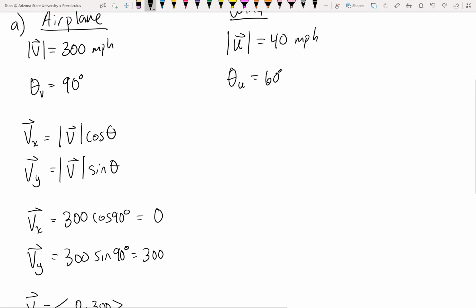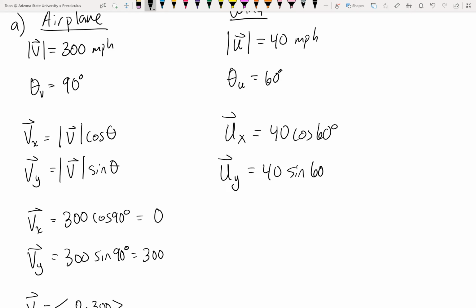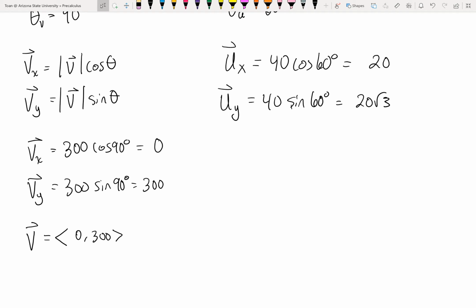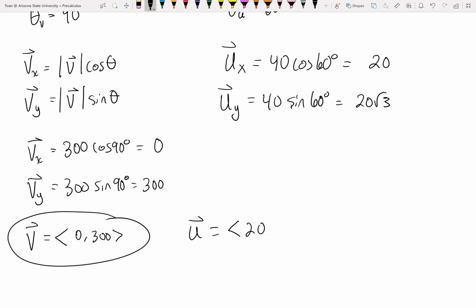So let's rinse and repeat for the wind. I'm not going to bother rewriting the formulas. We know that the horizontal component of the wind is the magnitude times cosine of the angle, and the vertical component, the y component of the wind, is the magnitude times sine of the angle. These are special unit circle angles, so we shouldn't need a calculator. Cosine of 60 degrees is 1/2, so this will give me 20. And sine of 60 degrees is root 3 over 2, so it's 20 root 3. So the velocity of the airplane is 0, 300, and the velocity of the wind is 20, 20 root 3. Those are the velocities in component form.